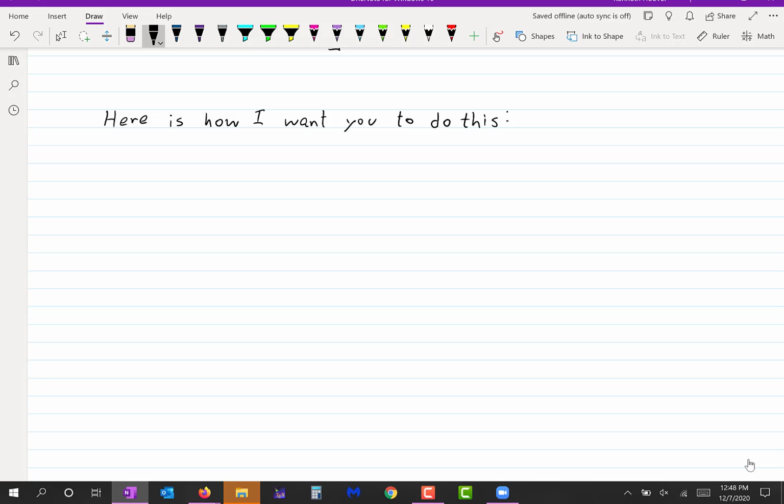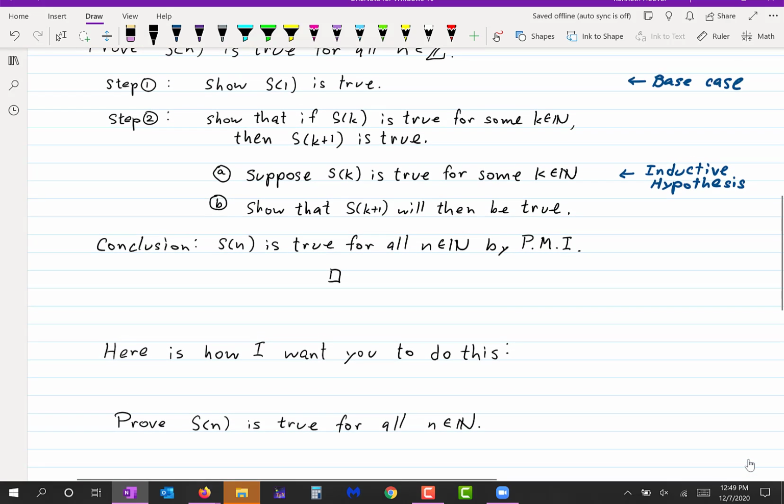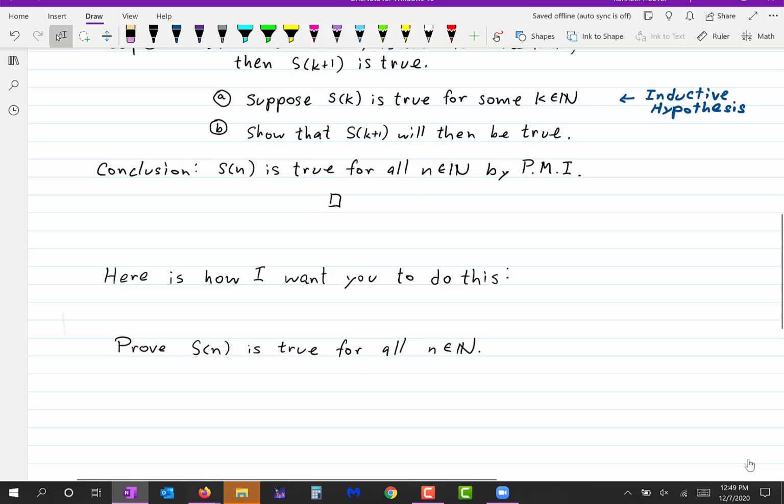Okay, so once again, let's say we have a statement S of n, and we want to prove that S of n is true for all natural numbers n. So here's how I want you to do it. What's the first step? Let's look up here again. The first step, called the base case, is show S1 is true. So here's how I want you to write it.